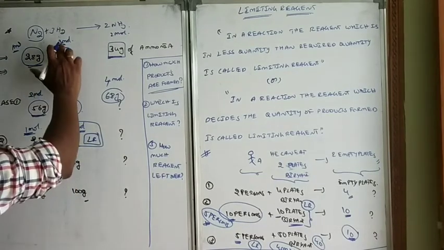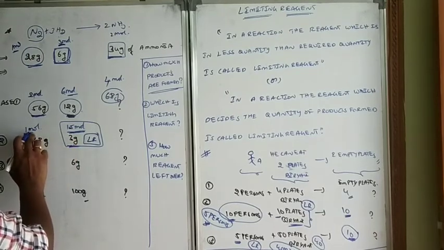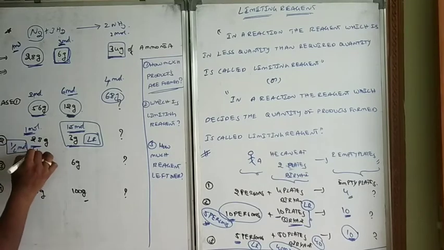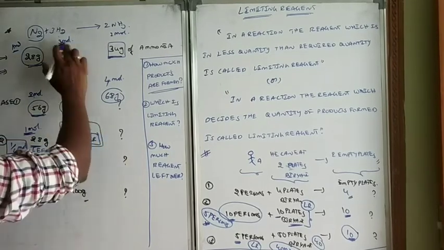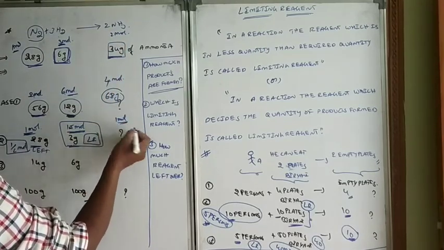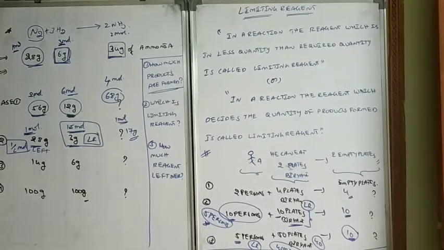So 3 moles react with 1 mole. 1.5 moles react with only half mole. So that's why half mole is left. So how much product is produced? 3 moles produce 2 moles, 1.5 moles produce 1 mole. 1 mole means 17 grams is produced.